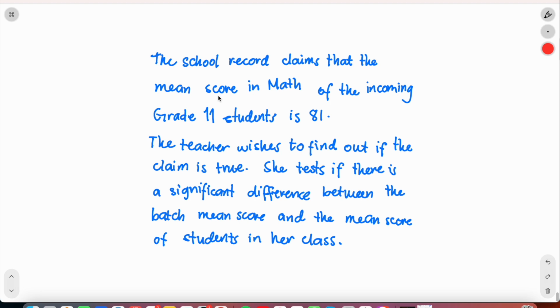Okay? So this 81 here is what we call the population mean. This is the population mean denoted by mu. And the mean score is what? Denoted by x bar. Okay, I'll write it here.